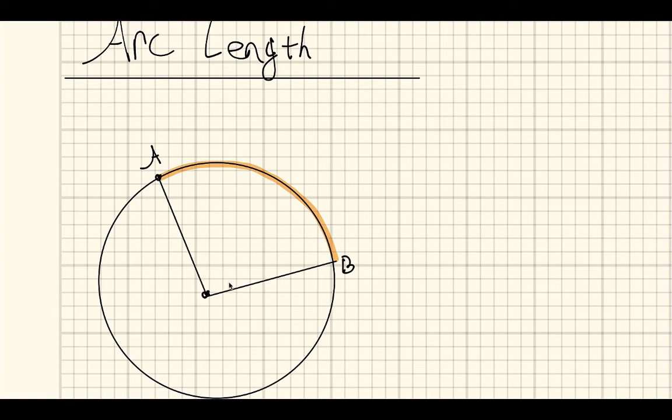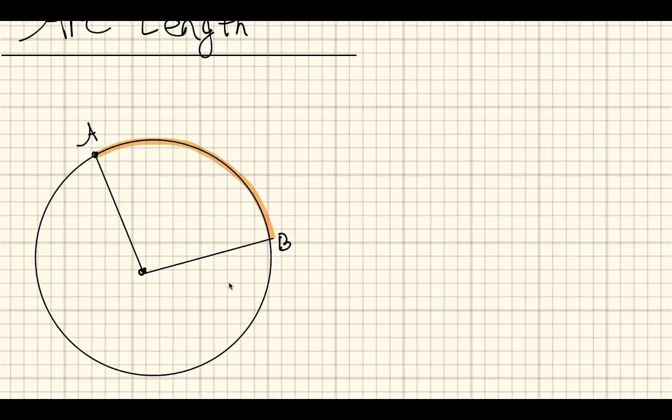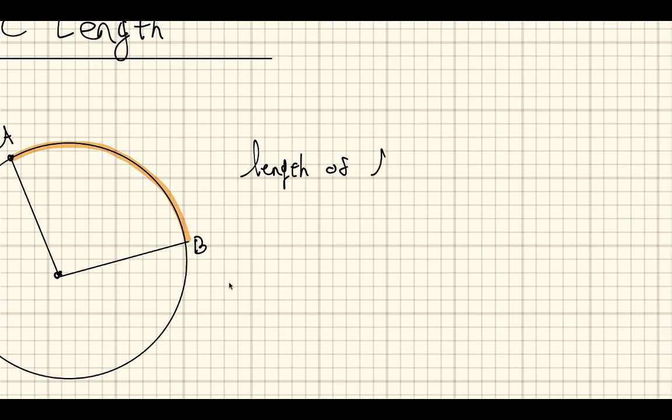Okay, it does involve that. But how would we do that? Well, it's basically related to circumference. Okay, if we're trying to find arc length, so say the length of arc AB. Okay, what is that?